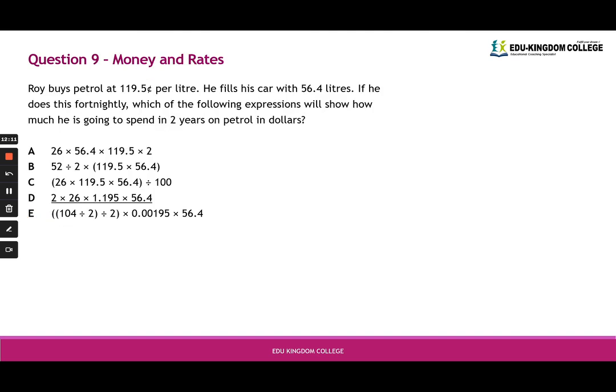Now, question 9. So Roy buys petrol at $1.195 per liter. He fills his car up with 56.4 liters. If he does this fortnightly, which of the following expressions will show how much he is going to spend in 2 years on petrol in dollars? So right now we want to know how much it costs in dollars. It costs $1.195 per liter.